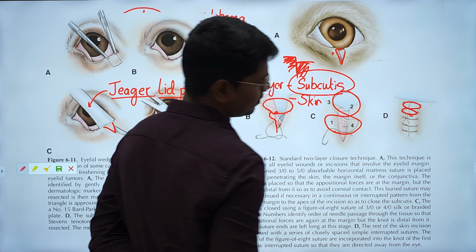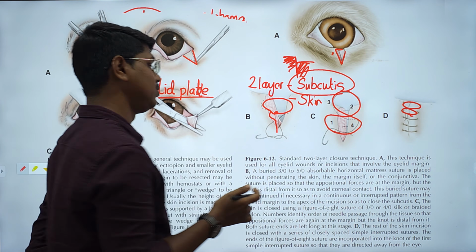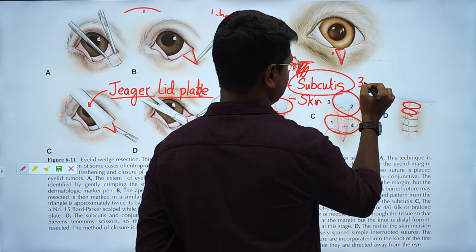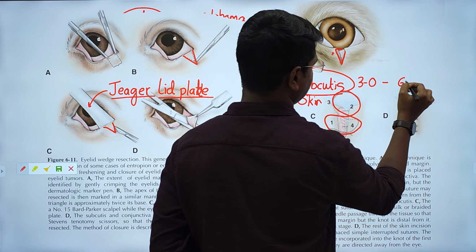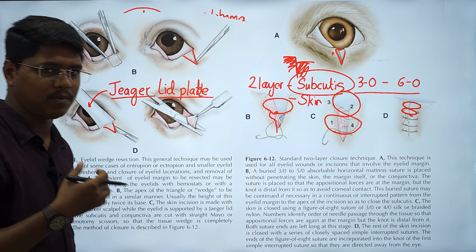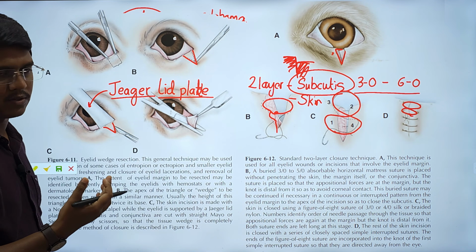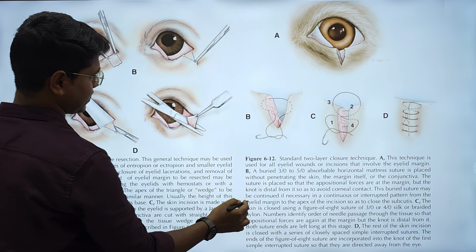Next, simple interrupted. Only thing, it should be apposed correctly. And remember, the suture sizes vary as the species varies, 3-0 to 6-0. Very thin, depending on the size of the animal you are dealing with. In this way you have to do wedge resection. Okay, this is wedge resection.